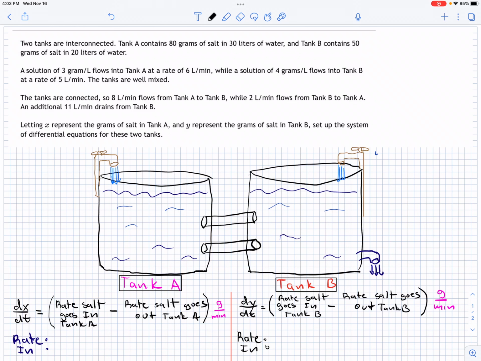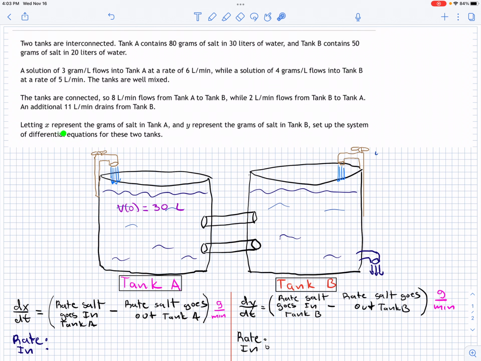Okay, so here we have a really fun problem. We have two tanks that are interconnected, so we can see here, and tank A has 80 grams of salt in 30 liters of water. So what I'm going to do is just write initially, we know the volume of this tank is 30 liters of water. We also know 80 grams of salt is in this tank.